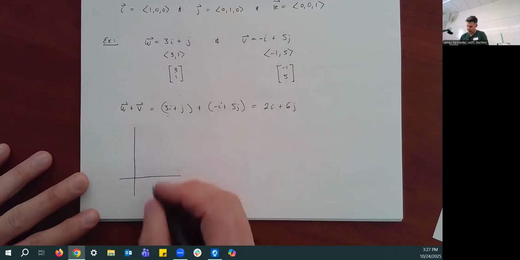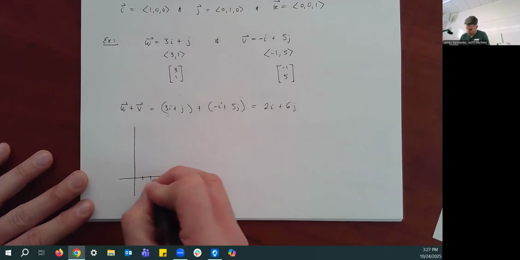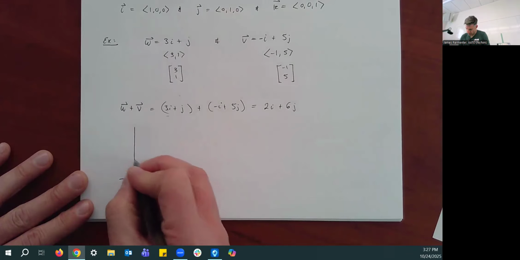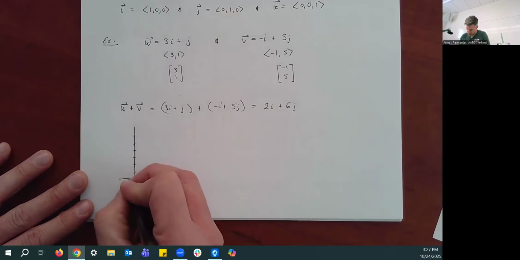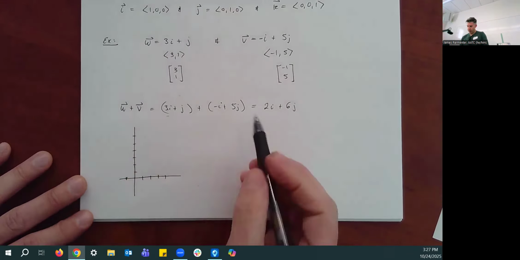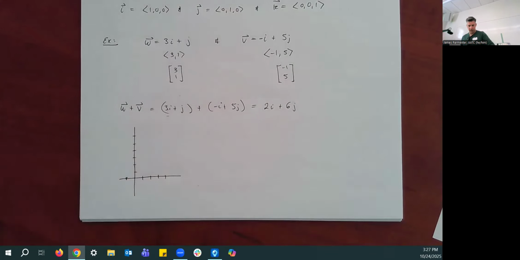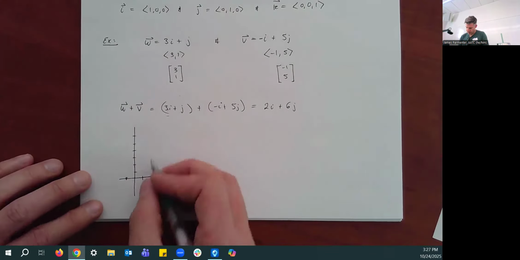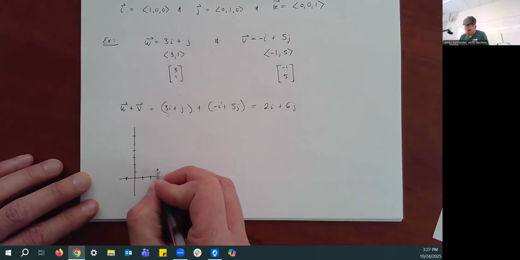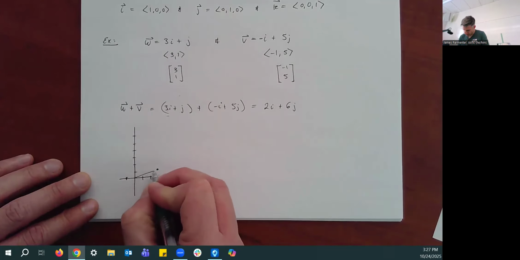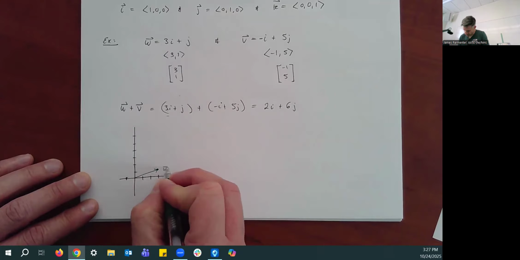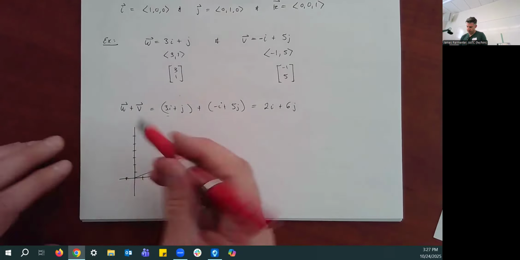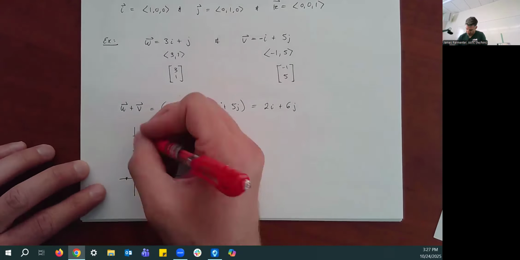So here, if we draw these, I guess I need some points here. If I want to draw 3i plus j, and let's use some colors here. My w vector is going to be over 3 and up 1. So there's my vector w. Whereas my v vector is going to be left 1 and up 5.